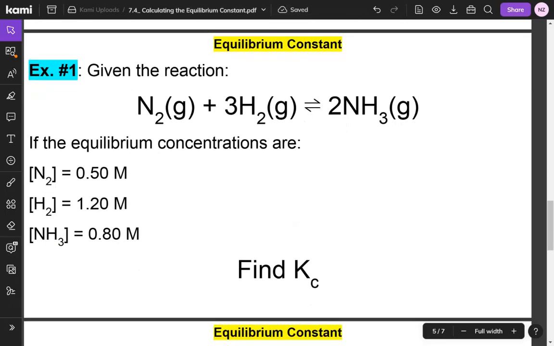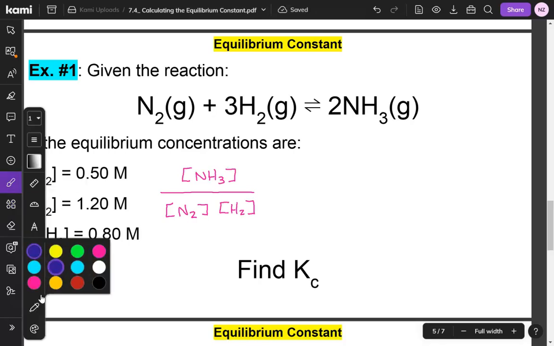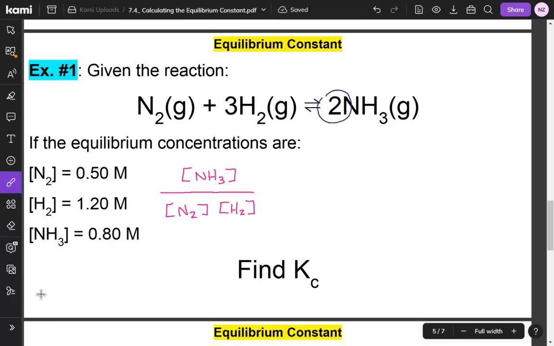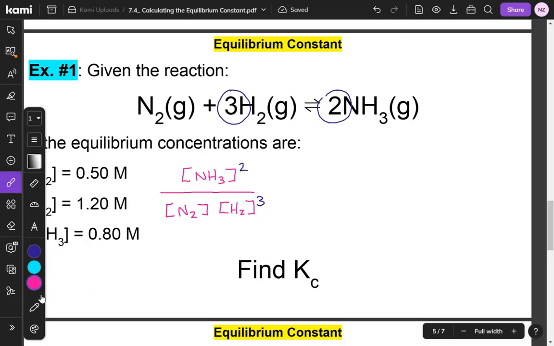All right, so let's dig into a problem that involves one of our equilibrium constants. We have this reaction, and it gives us our equilibrium concentrations, and it's asking us to find Kc. So we're going to set this up, products over reactants. Here we're going to have NH3 over our reactants, so we have N2 and H2. And then any coefficient becomes an exponent. So for NH3, we have this 2, and for H2, we have this 3. So that's how we set it up.